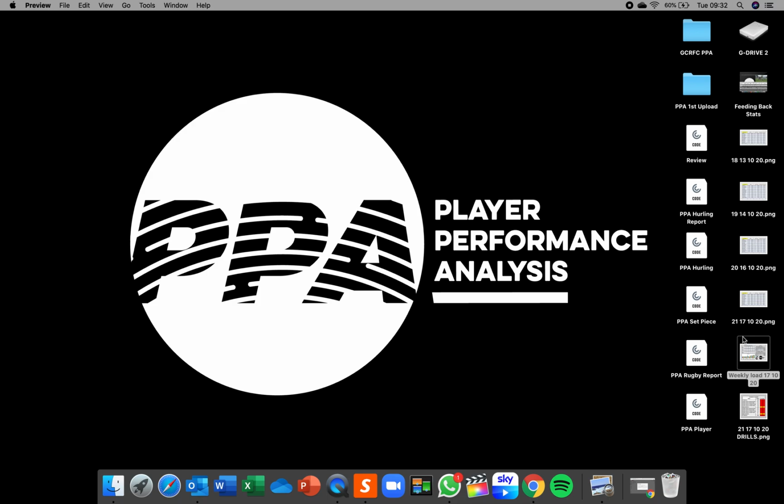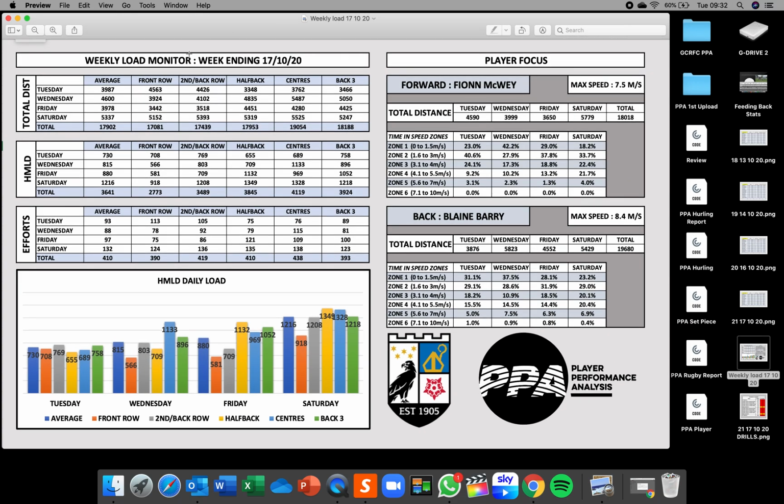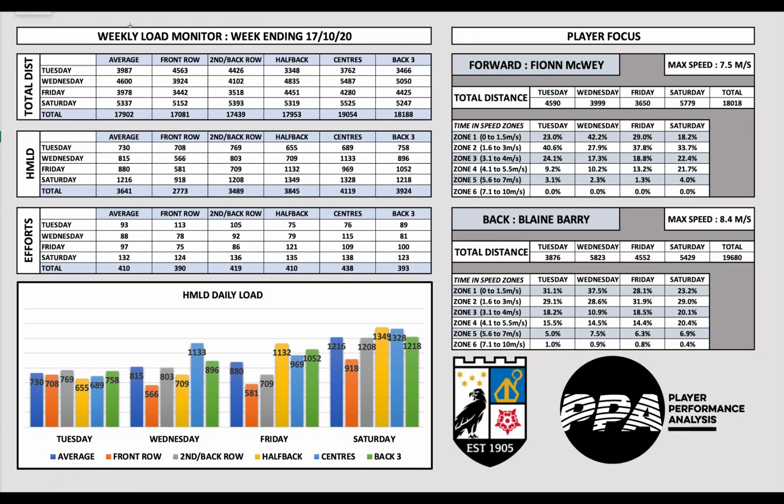Quickly we can just look at the actual weekly load. So the weekly load monitor. On average, what was covered on Tuesday, Wednesday, Thursday, what was covered per position: front row, second row, half back, center, and back three. In terms of total distance, HMLD, and efforts, that quickly gives a visualization of our actual week. And in here, then we have a quick player focus where we look at the individual, what he covered during the week, and the total of his week, and then the 6 zones I spoke about earlier. So this is his walking zone, his jogging zone, and his sprinting zone.